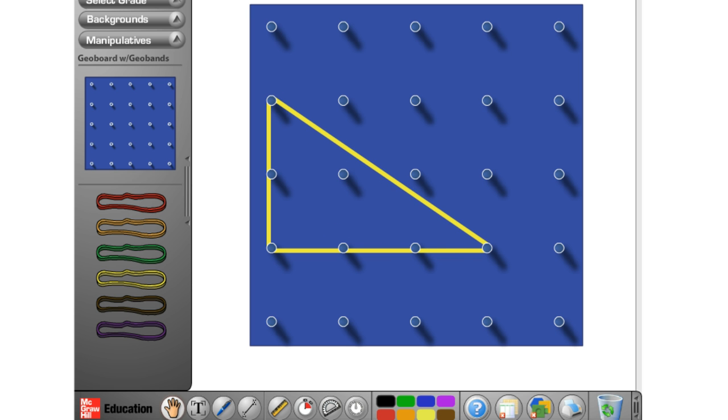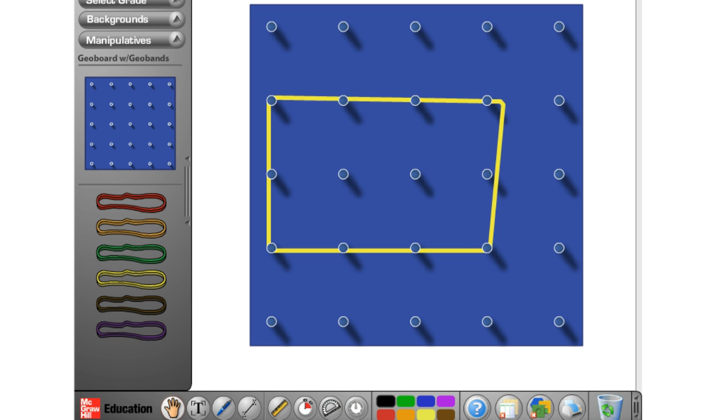So for example, if I wanted to look at the area of a triangle, I could stretch the rubber bands over the pegs to make a triangle that in this case has a base that measures 3 units and a height that measures 2 units. So its area would be 1/2 times 3 times 2, or 3 square units.